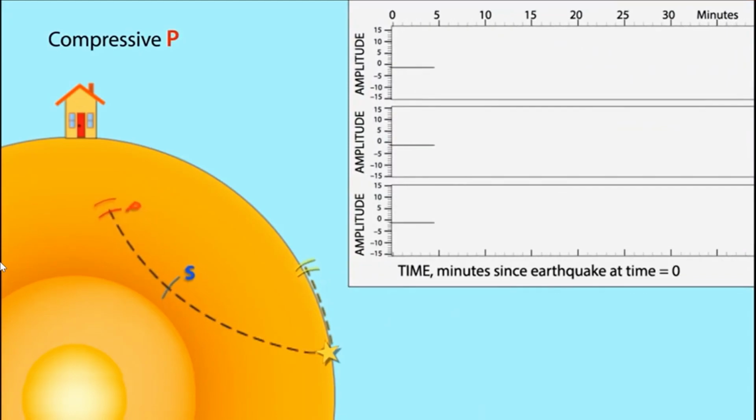P waves are compressive waves that cause temporary microscopic deformation of the Earth in the direction the wave is traveling. Thus, energy is primarily recorded on the vertical component of the seismogram, with less energy recorded horizontally.